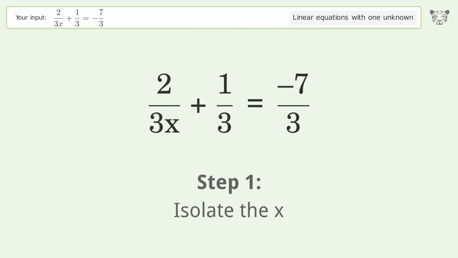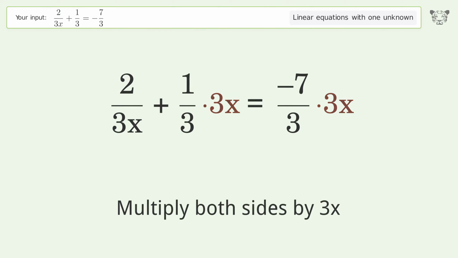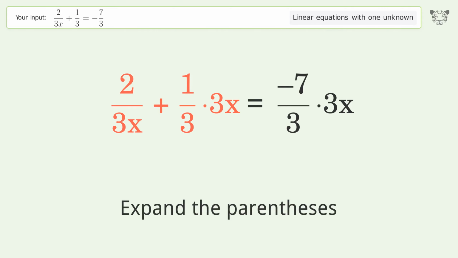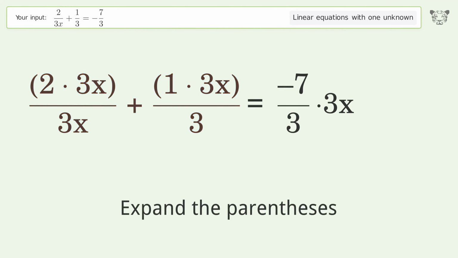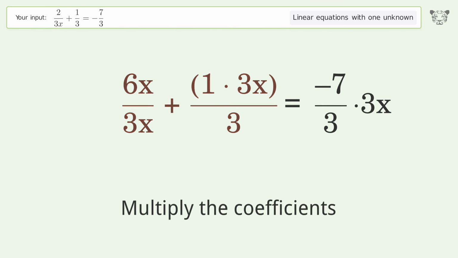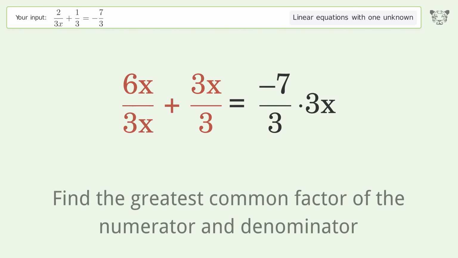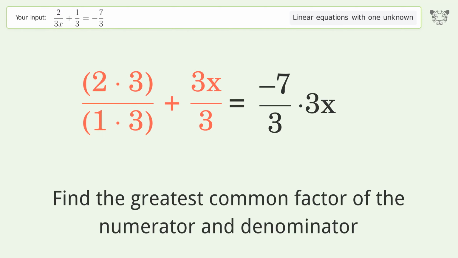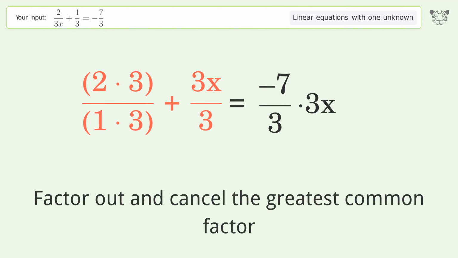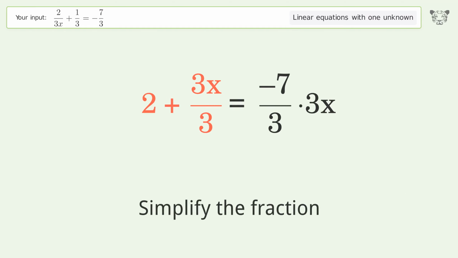Isolate the x. Multiply both sides by 3x. Expand the parentheses. Multiply the coefficients. Find the greatest common factor of the numerator and denominator. Factor out and cancel the greatest common factor. Simplify the fraction.